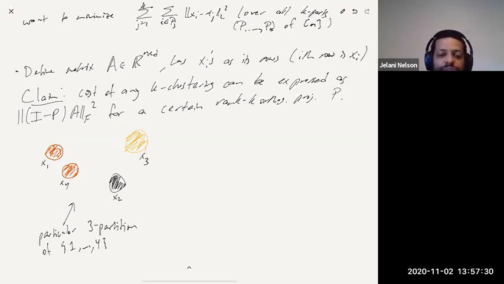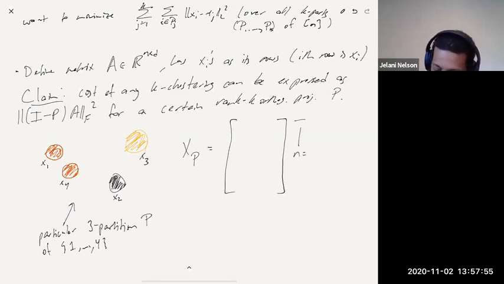x1 and x4 are in the same partition. x2 is in its own partition by itself. x3 is in its own partition by itself. So I'll call this 3 partition P. I can now define a matrix, and that matrix is defined as follows. It's going to be n by k, so n here is 4 and k is 3. And it's some normalized point cluster indicator matrix.